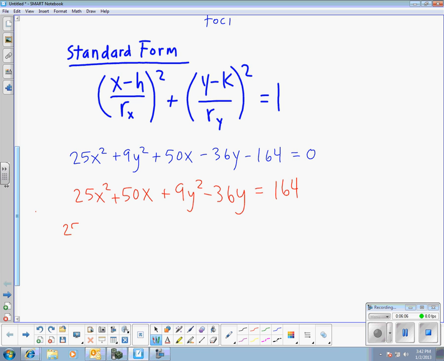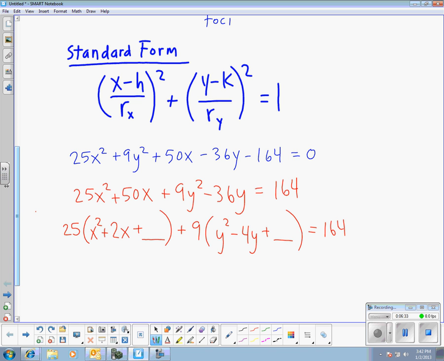So I'm going to factor out 25 from those first two terms. And also, I'm going to leave the blank where I'm going to complete the square. All right, this leaving the blank is nothing new. We've done this. But factoring out is kind of new. So I'm going to factor a 9 out of the next two terms, get y squared minus 4y. And I'm also going to leave that blank right there.